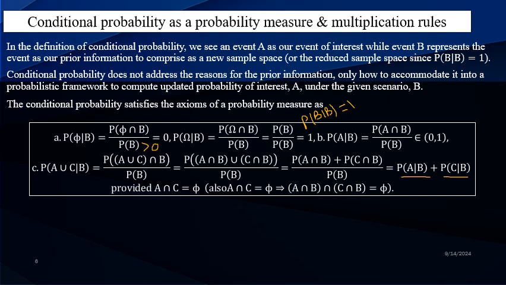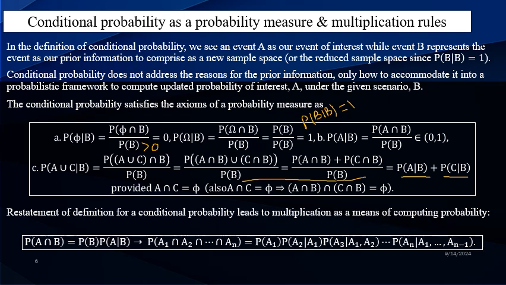And these implications are very simple. You can easily verify all this. These are very simple from set theory. Now here I had discussed that the first application is the multiplication rule. So here we will talk about the multiplication rule. How is it coming?